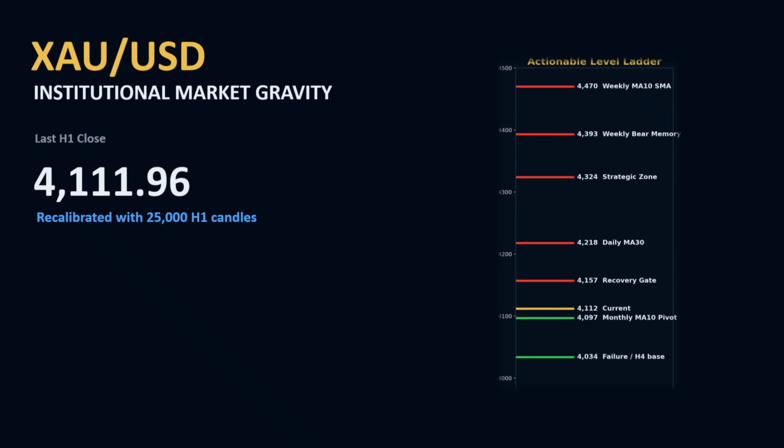Welcome to the XAUUSD Institutional Market Gravity Analysis. This report has been recalibrated using more than 25,000 hourly candles to normalize higher timeframe market memory onto the H1 timeframe. Rather than relying only on conventional technical analysis, this model combines normalized moving averages, volume spread analysis, institutional market memory, and multi-timeframe confluence to identify where professional money is most likely to defend or reject price.